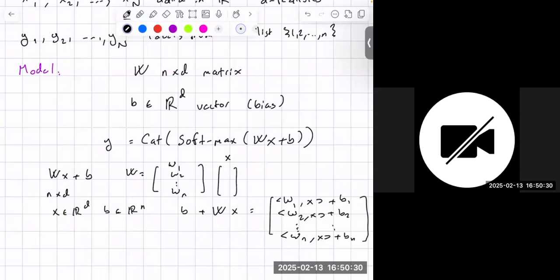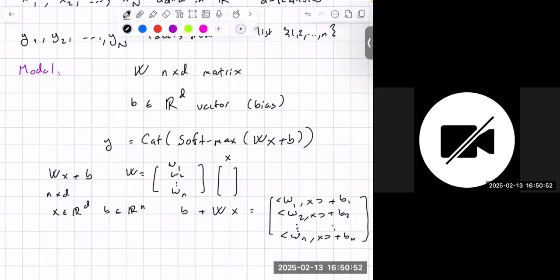This is how the output is going to look, right? Take the first row, multiply it with your data. This is going to be a number now. And then you're adding bias b1 to it. That's going to be the first coordinate of the output when you do Wx plus b. And then when you look at all those, this is what you got right here.